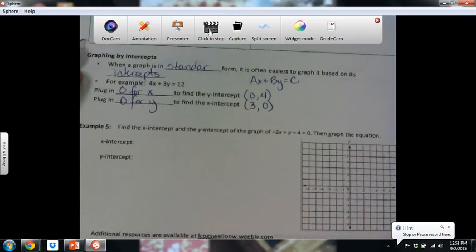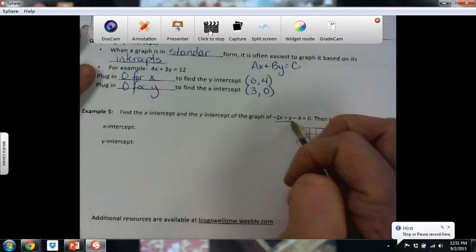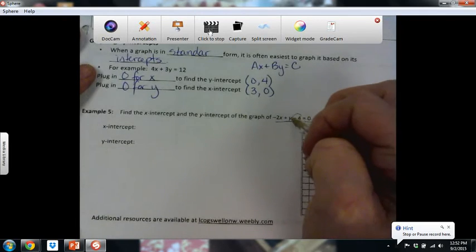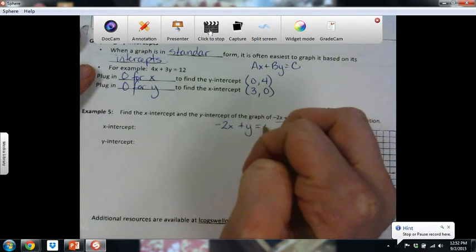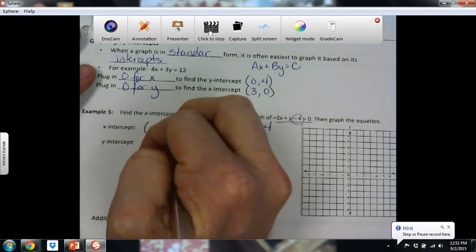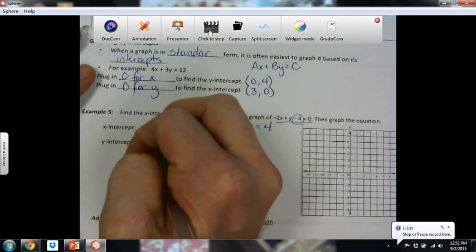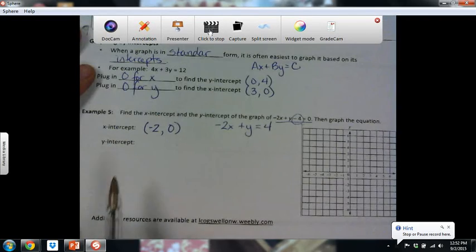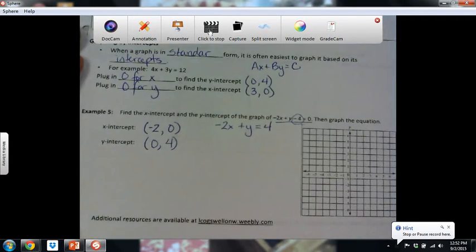So let's do example number 5 here. It says find the x and y intercepts of the graph, and they give us the equation, and they ask us to graph the equation. This is not quite in standard form, so what I'm going to do is move this minus 4 to the other side. I'm going to rewrite this as negative 2x plus y equals a positive 4, because I added 4 on both sides. To find the x-intercept, I'm going to plug in 0 for y. So if I plug in 0 here, negative 2 times what gives me 4? Well, that's a negative 2. And to get a y-intercept, I plug in 0 for x. When I do that, I get y equals 4. And then I can graph that information.